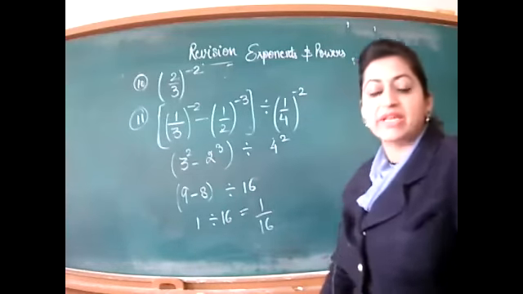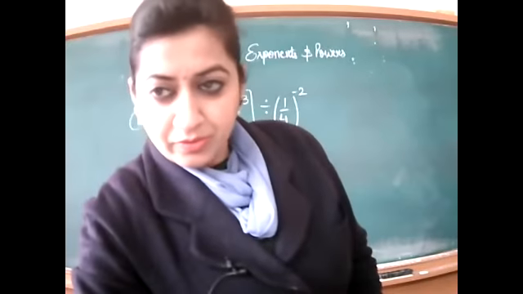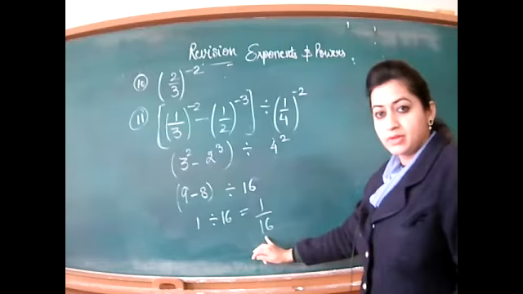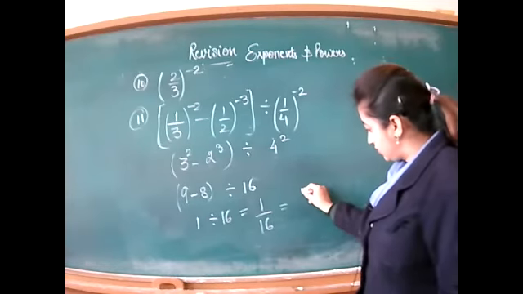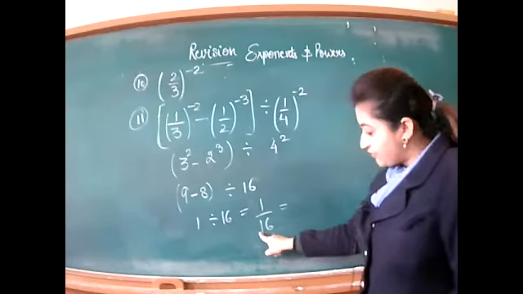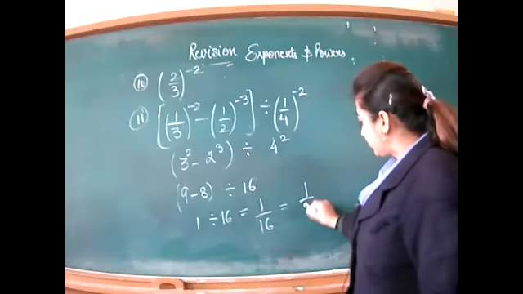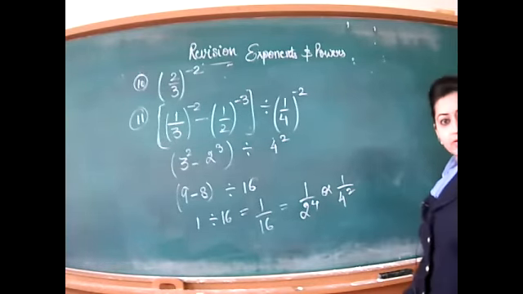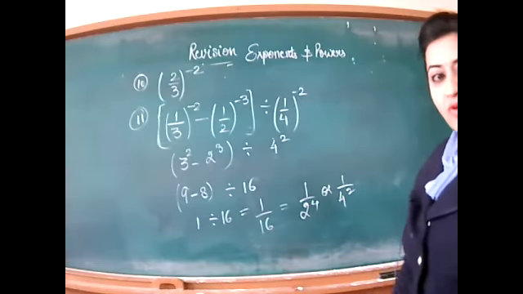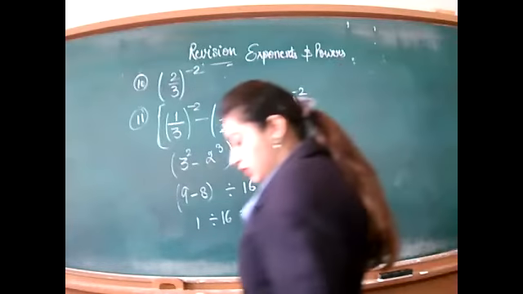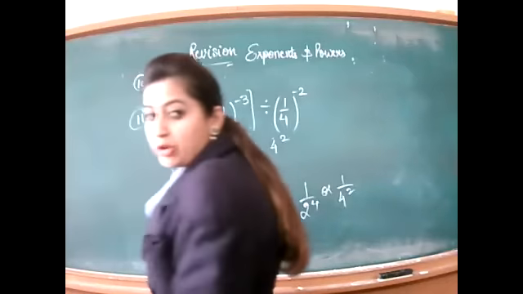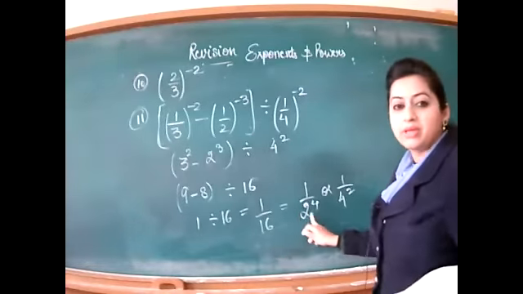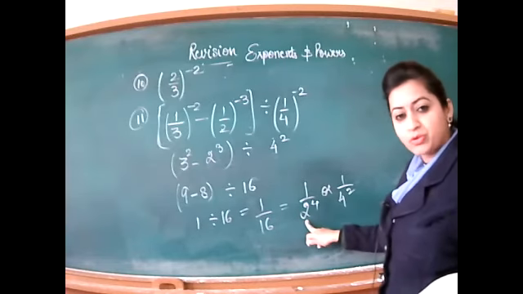And if the question is to write in exponential form, then what will you do? Ma'am, then 1 by 16 raised to power 1. You will make the factors of this. You will write it as 1 by 2 raised to power 4 or 1 by 4 square. Don't write 16 raised to power 1. We always try to write in the form of prime numbers, so it is better to write 1 by 2 raised to power 4.